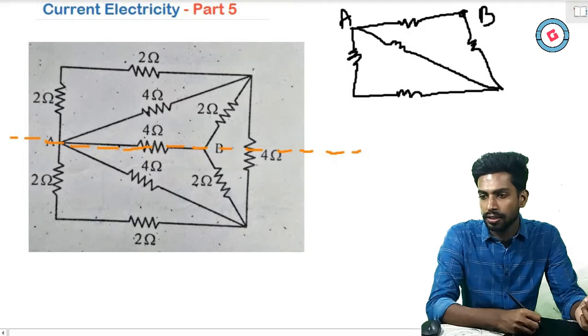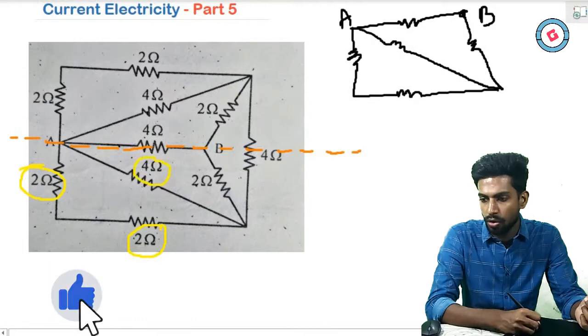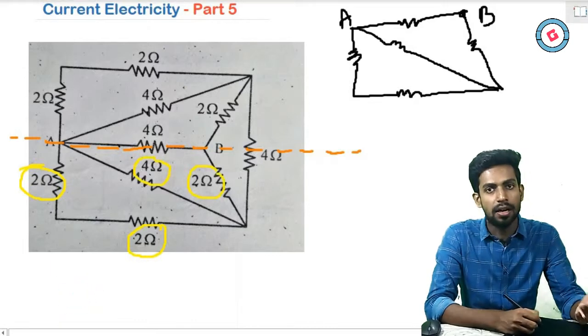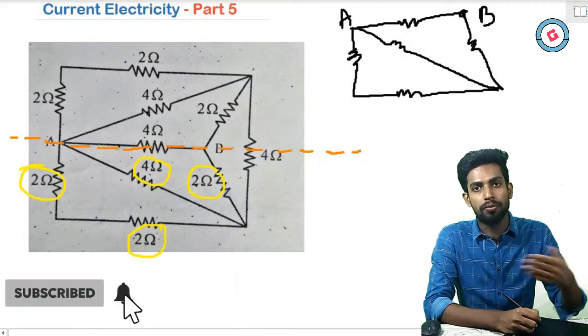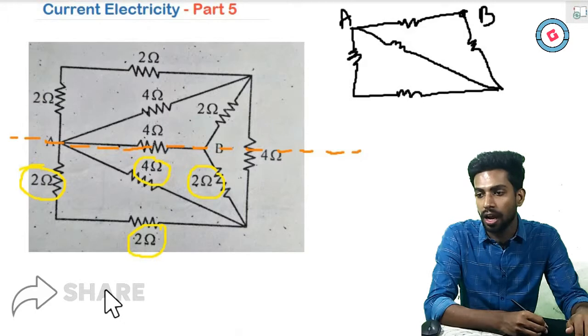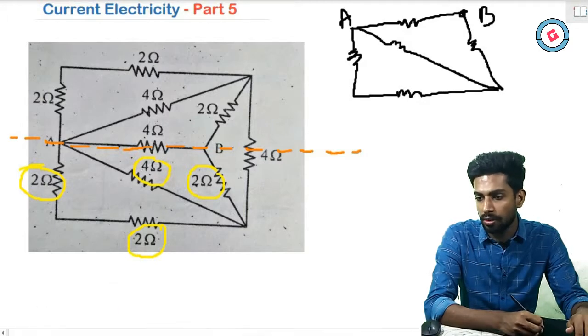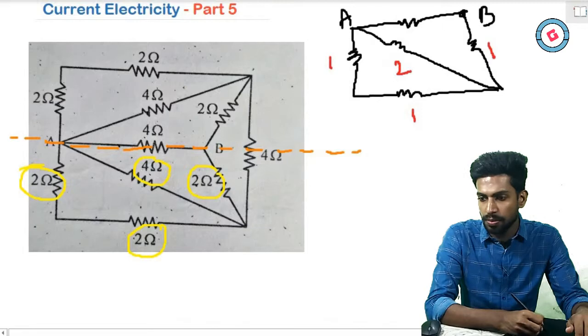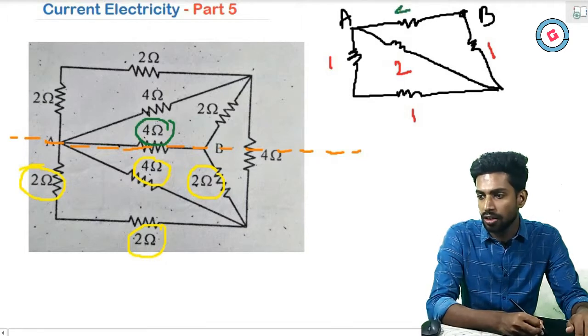Now, take these resistors. This 2, 4 and this 2. These resistors lie externally to the line AB. So, this will be half. So, the values will be 1 ohm, 2 ohm and 1 ohm. This 4 resistor is a special one. It lies along the AB, so it will not be changed. So its value will remain unchanged at 4 ohms.